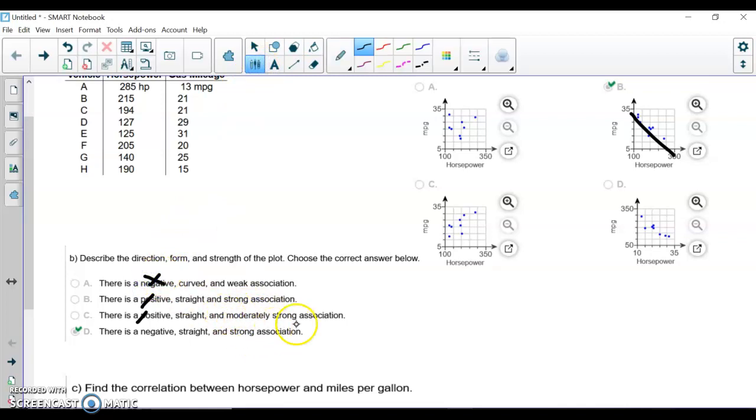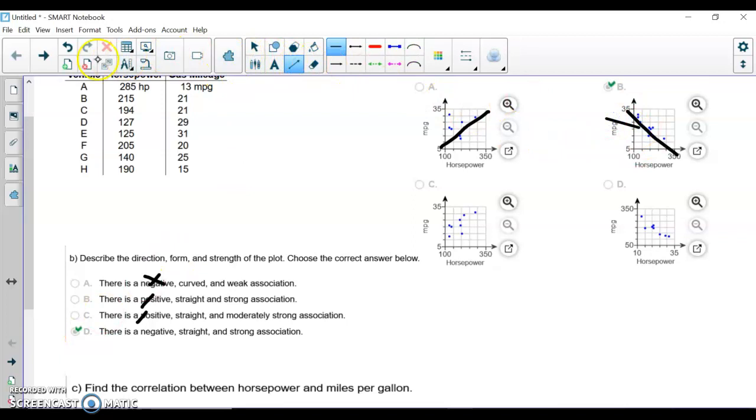But then as far as the association is concerned, association really says how tightly is the data packed around, in theory, a line that would be able to go through these, right? If I put a line through here versus here, we can say the data points are going to be a lot more tightly packed around this line than they are here. So the more packed they are around that line, the stronger the association. So that's why the answer is D.